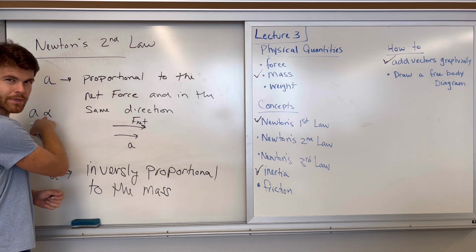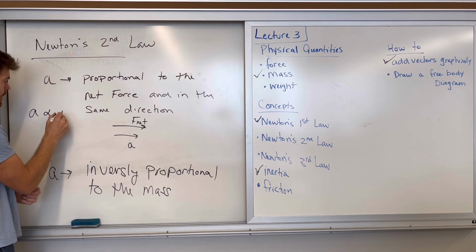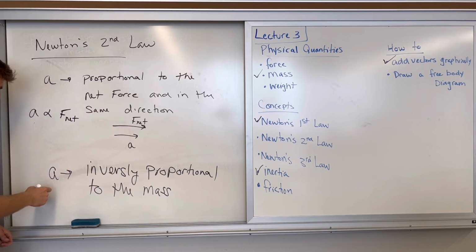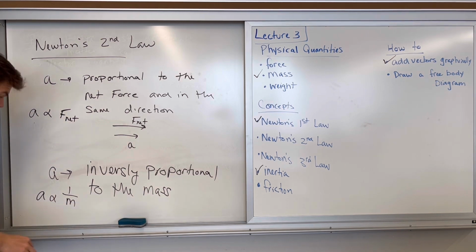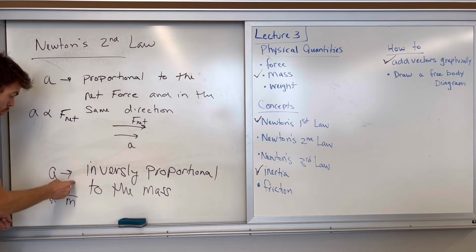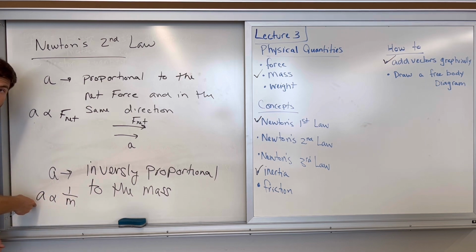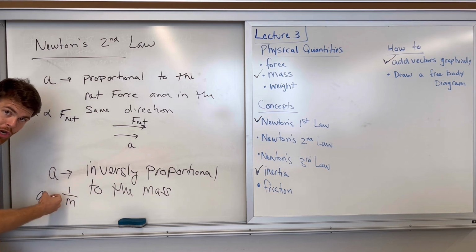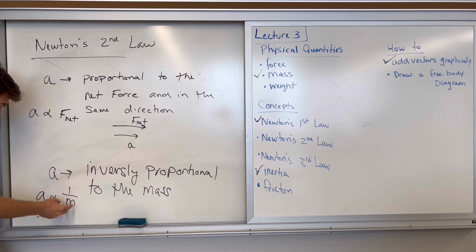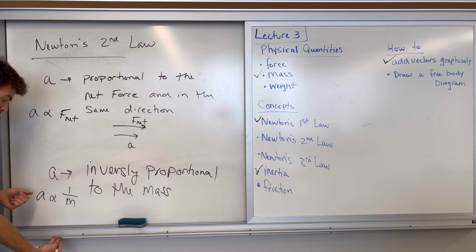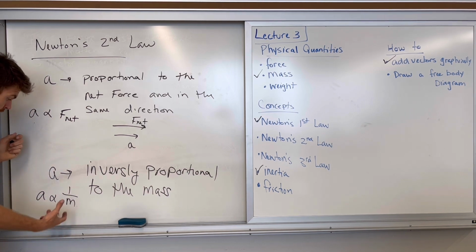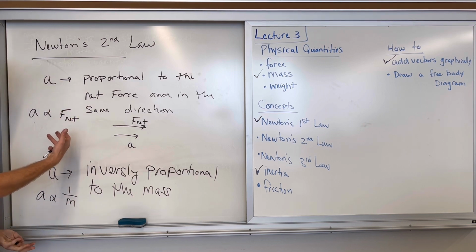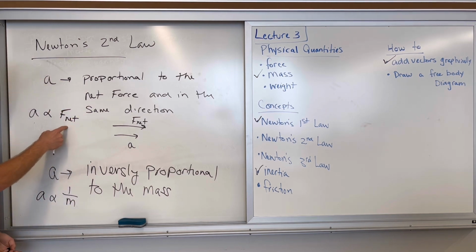a is proportional to, this is the Greek letter alpha, which means proportional to, F net. And mathematically, we represent this as a is proportional to 1 over mass. Because if mass is a really big number, 1 divided by a big number gives you a small number. If mass is a small number, 1 divided by a small number gives you a big number. So they're inversely proportional. The smaller the mass is, the larger the resulting acceleration from a given force. The larger the mass is, the smaller the resulting acceleration is for a given force.